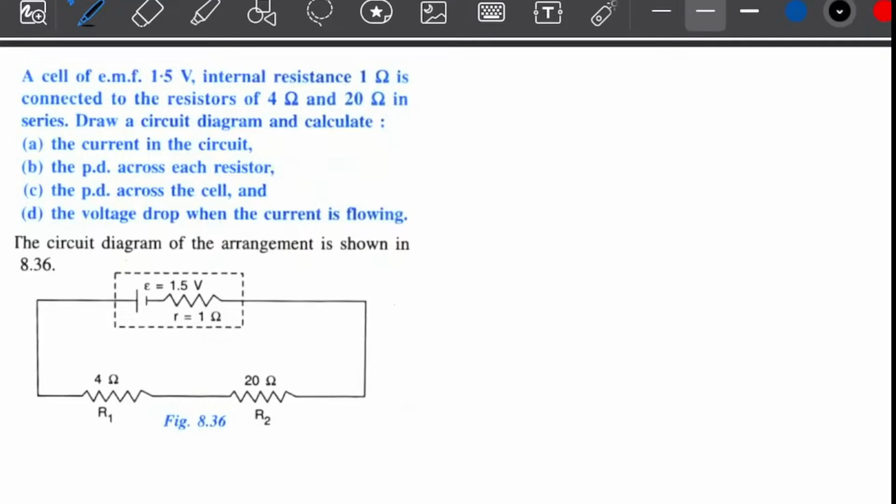Okay, so let us solve this question. Initially we need to find the current in the circuit, and we know the value of current is EMF over the total resistance in the circuit.